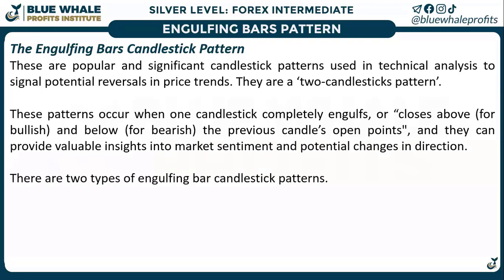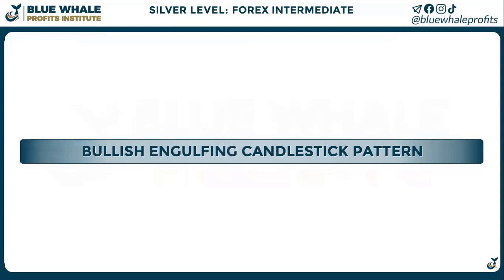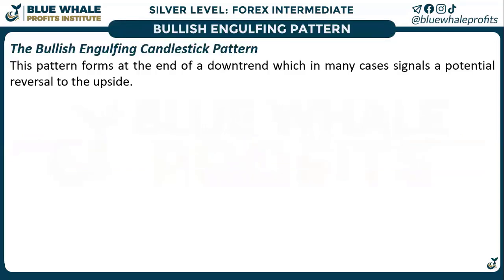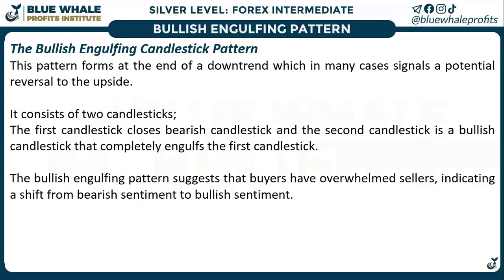There are 2 types of engulfing bar, which are the bullish and then the bearish candlestick pattern. Talking about the bullish quickly, this pattern forms at the end of a downtrend, which in many cases signals a potential reversal to the upside. It consists of 2 candles. The first candle closes bearish, and it is a must that the first candle should close bearish. And then the second candle is a bullish candlestick that completely engulfs the first candle.